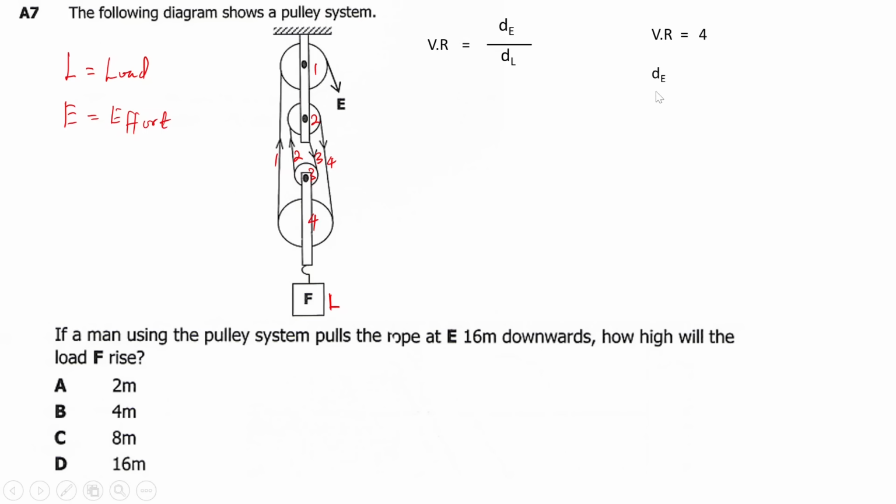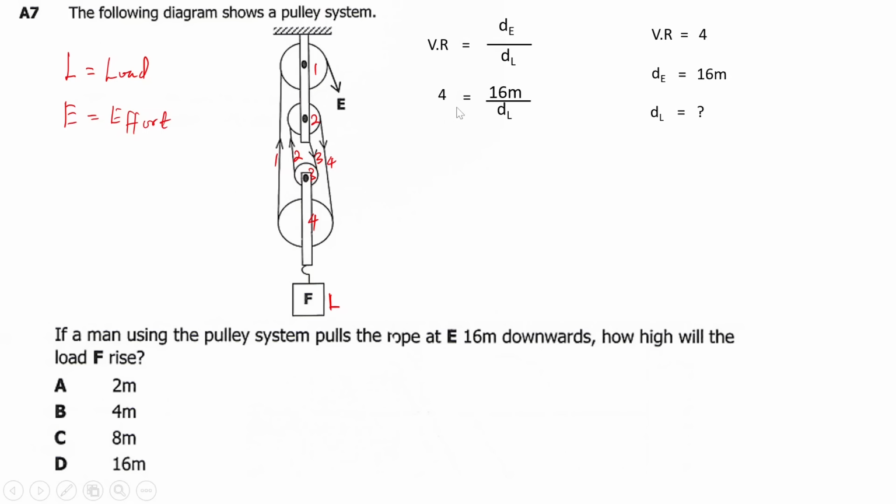Then the distance moved by effort is equal to 16 meters, because they said that the man pulls the rope at E 16 meters downwards, so E will move 16 meters. Then dL is what we don't know, the distance that the load will move, which will be a question mark. Once we do this, we substitute: where there is VR, we put 4, equal to 16 meters over dL, which we don't know.